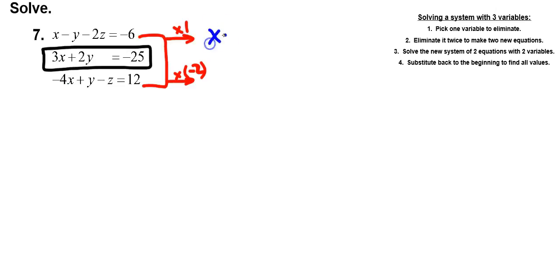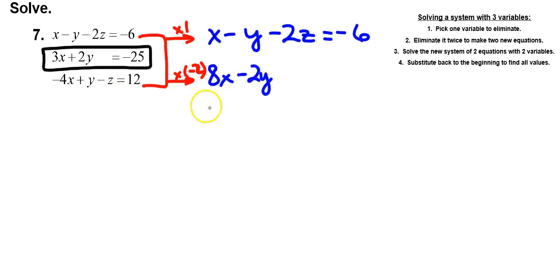We've got x minus y minus 2z equals negative 6. We go to this bottom one and multiply everything by negative 2, so that would be positive 8x. Positive y times negative 2 would be negative 2y. Negative z times negative 2 would be positive 2z. And negative 2 times 12 would make negative 24.